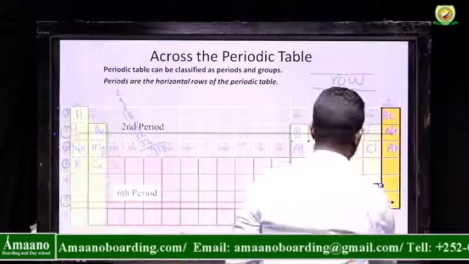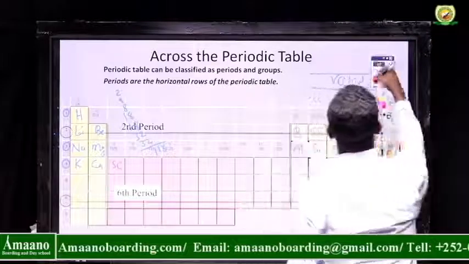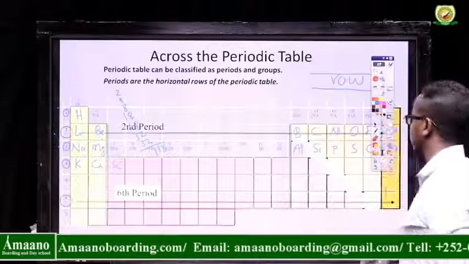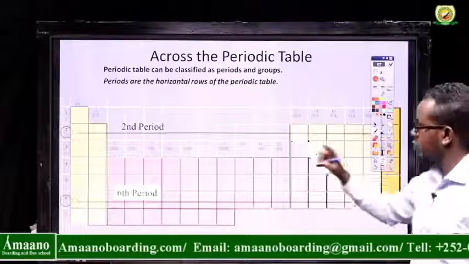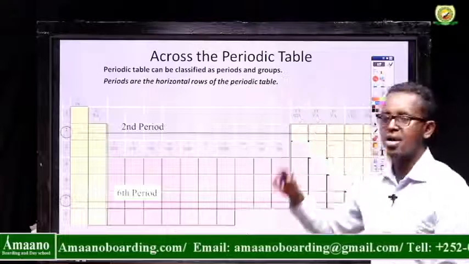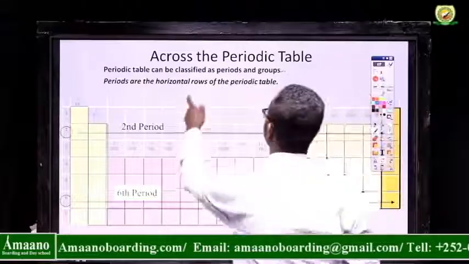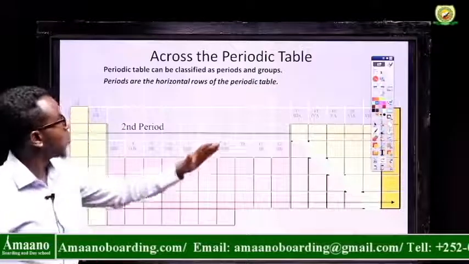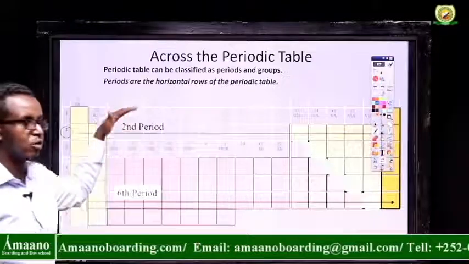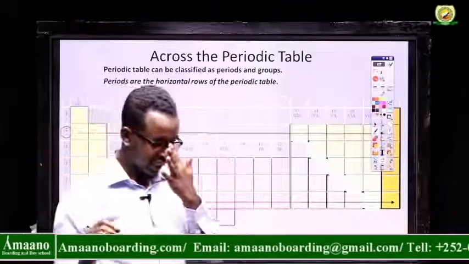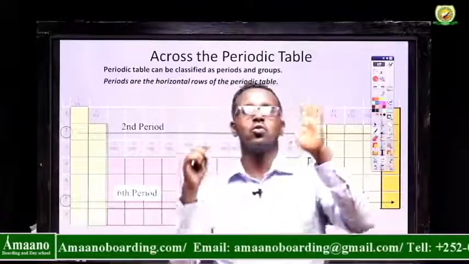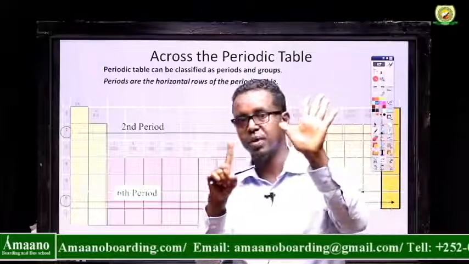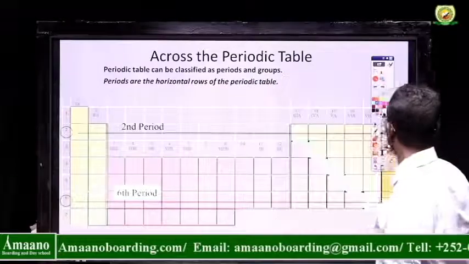Let us come to this point again. The most important thing is that periods are horizontal rows of the periodic table. So in the modern periodic table, how many periods do we have? We have 7 periods.